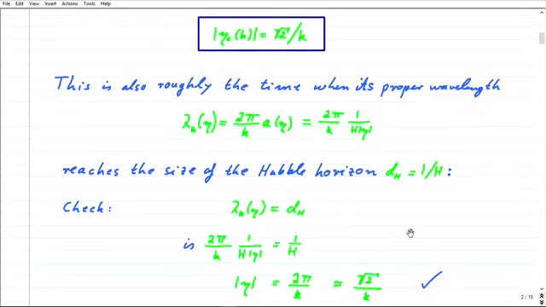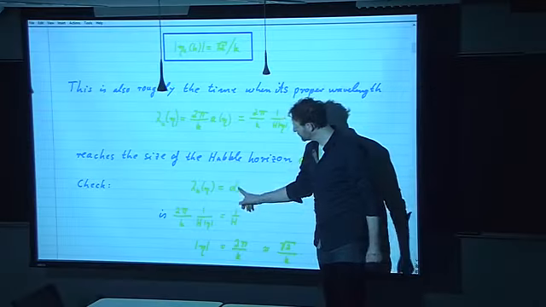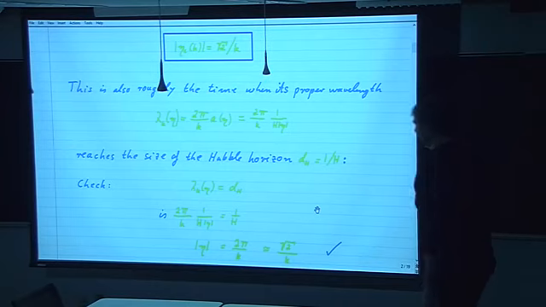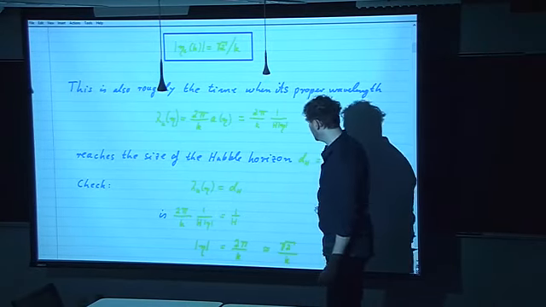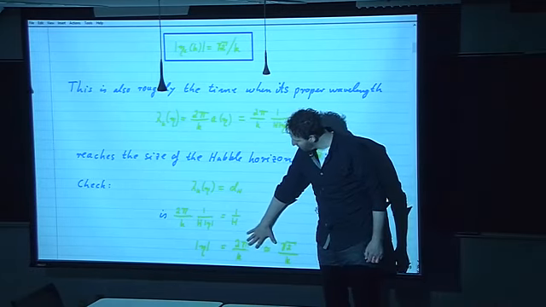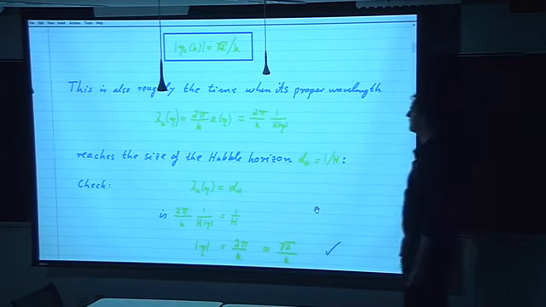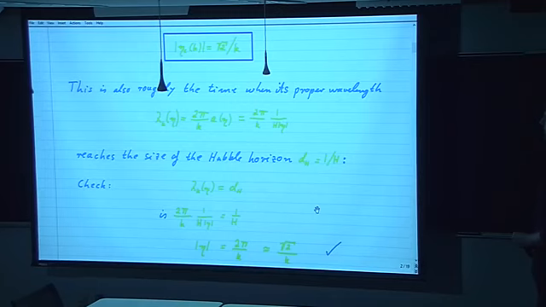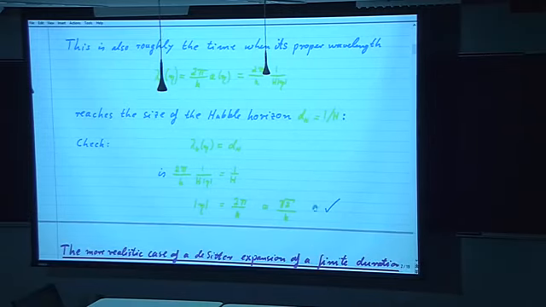So now let's check what we get. We are setting the proper wavelength of a comoving mode equal to the size of the Hubble horizon. Proper wavelength depends on time, but the Hubble horizon doesn't. So proper wavelength, which was 2 pi over k times the scale factor, equals 1 over H. If we solve that equation for the absolute value of eta, we find that it is 2 pi over k, which is up to a factor of order 1, basically square root of 2 over k. So the message is that the sign flip happens about when the proper wavelength starts to exceed the horizon size.